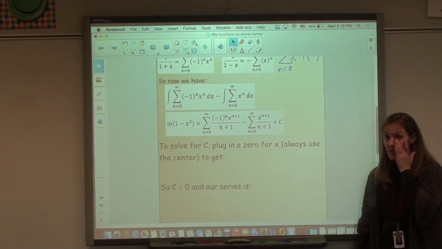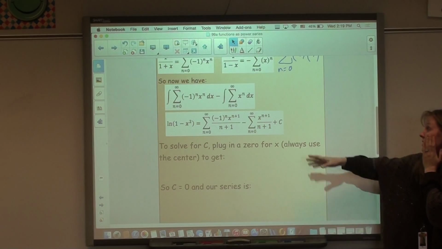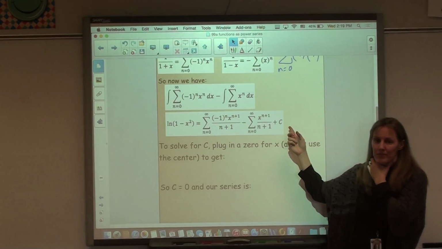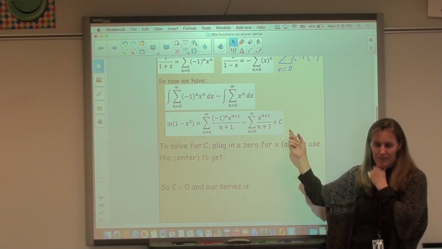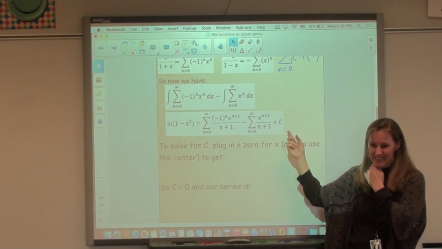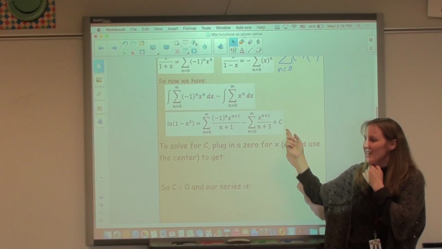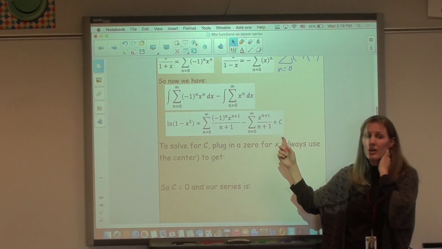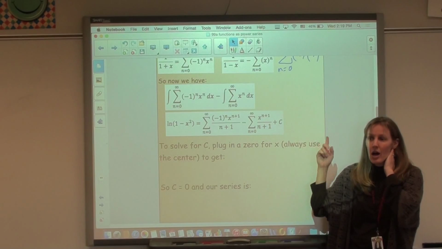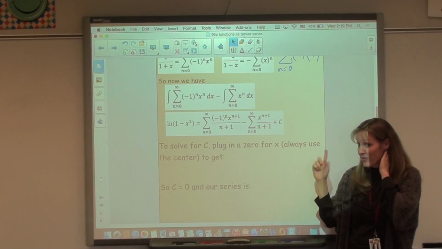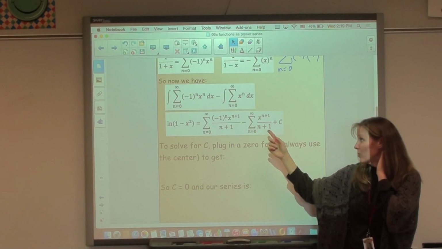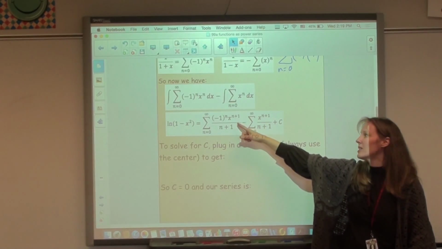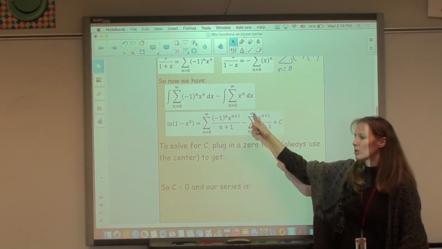All right, so we've got this lovely sum of series now, but we have a c. You have to solve for c. To solve for c, you can plug any number in, because you have an equation here, and then solve for c. I would plug in 0 every time. Whatever your center is, that's what you want to plug in, because then this will go to 0 and this will go to 0.